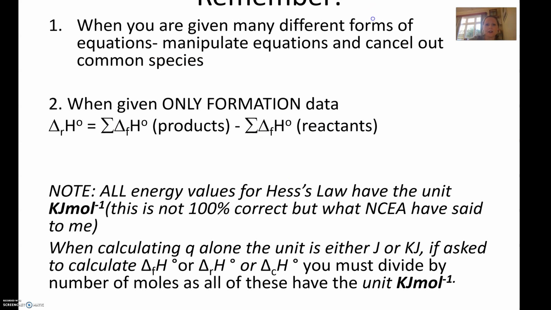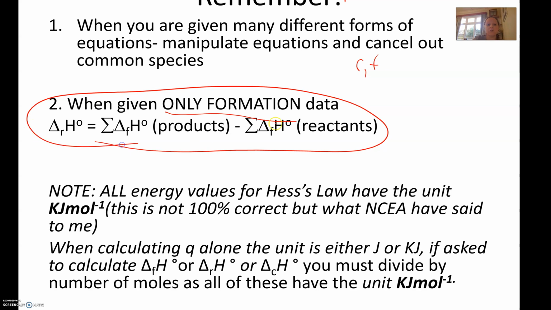So there is a wee kind of what do we need to remember from this, okay? There are 2 main things. When you're given lots of different forms of equations, so combustion, formation, everything, then you need to do the manipulation method, which we did last lesson. When all the data is formation, you get to do the sum of the products minus the sum of the reactants. Remember, all of the units for this topic are kilojoules per mole. I'm not going to get into why it's not technically correct, but for NCEA, it's all kilojoules per mole. So please make sure that you are doing that.